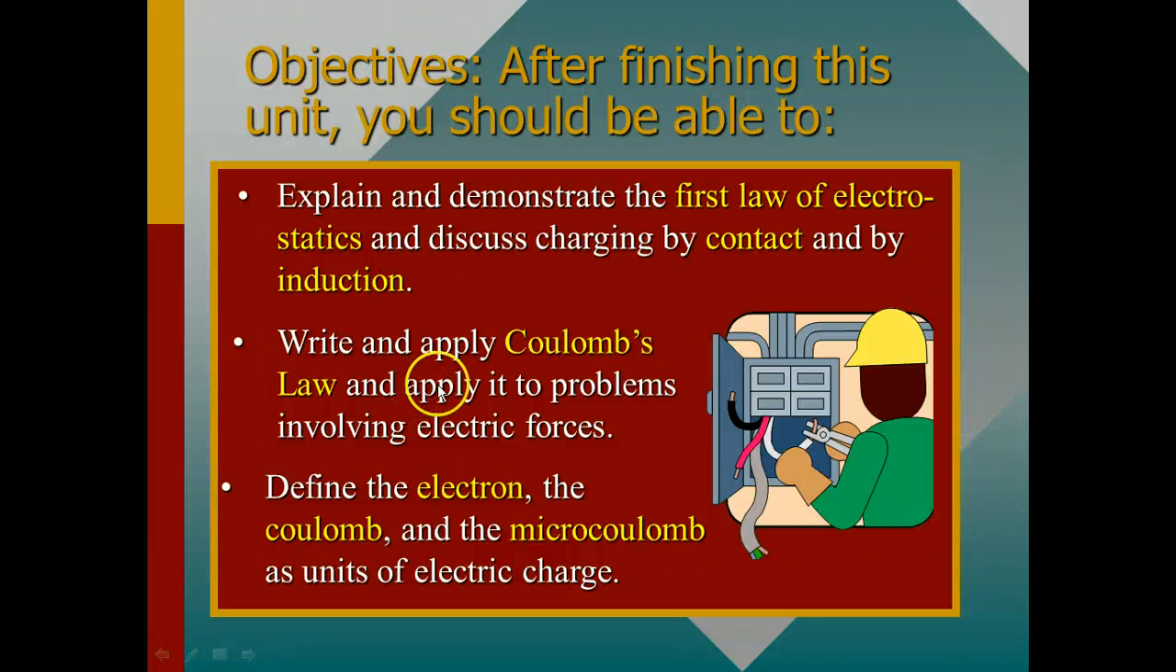Welcome to this video on electric forces. We played a lot with the Van de Graaff generator last class, talked a little bit about charging, and this video is going to be a further explanation of a few things.